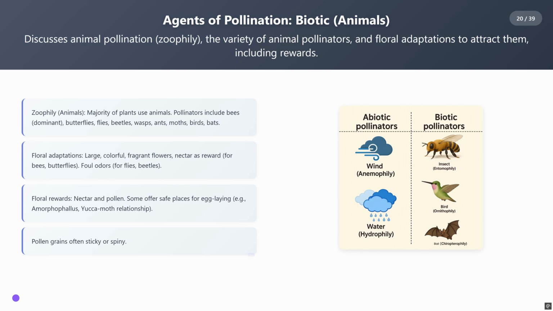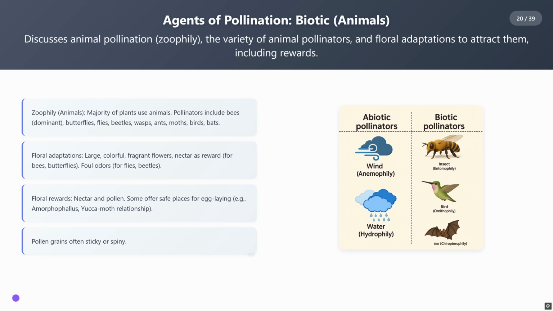To ensure the animals keep visiting, the flowers usually provide these floral rewards. The main ones are nectar and pollen grains themselves, which are a good source of protein for insects. As the animal forages for its reward, its body inevitably comes into contact with the anthers and the stigma. Pollen grains in these animal-pollinated flowers are often sticky or have spines, so they adhere easily to the animal's body. When the animal then visits another flower of the same species, some of this pollen gets transferred to that flower's stigma, achieving pollination. So it's a classic mutualism. The animal gets food, and the plant gets its pollen moved around.